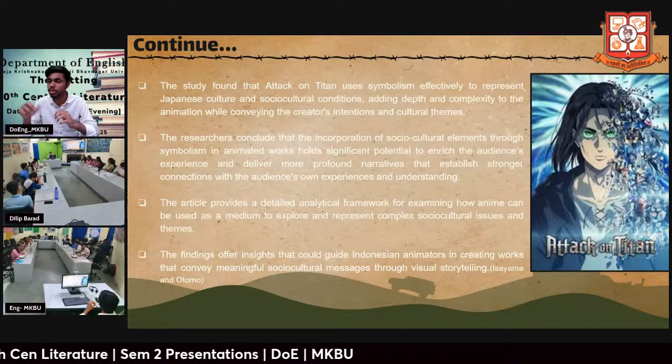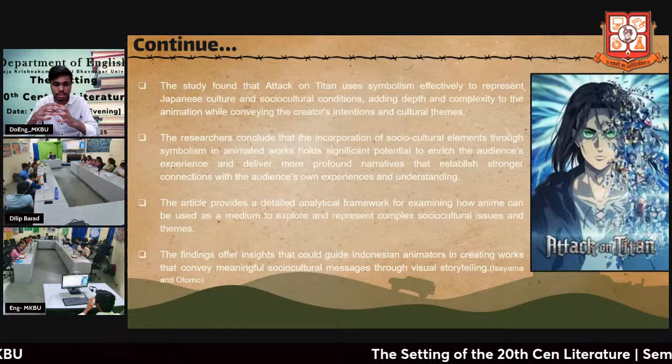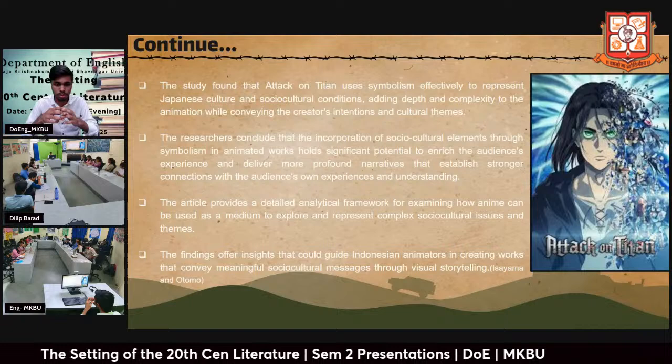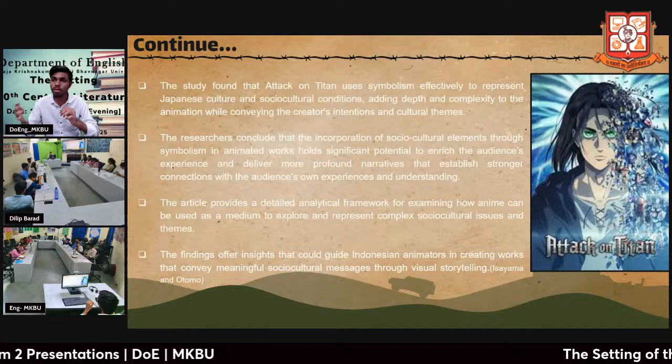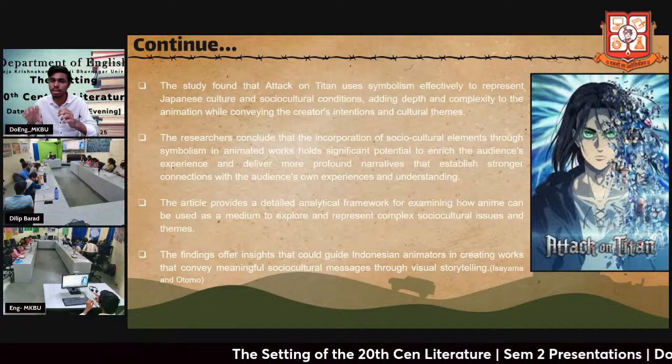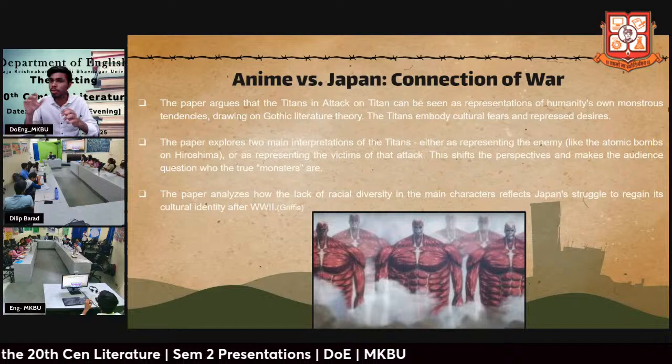The finding of our insight is that animators are creating works that convey meaningful social and cultural messages through visual storytelling. Because of that type of series, people try to understand what is going on in the world and what significance the war has in what takes place after. The main point is the connection of war between the anime and Japan.